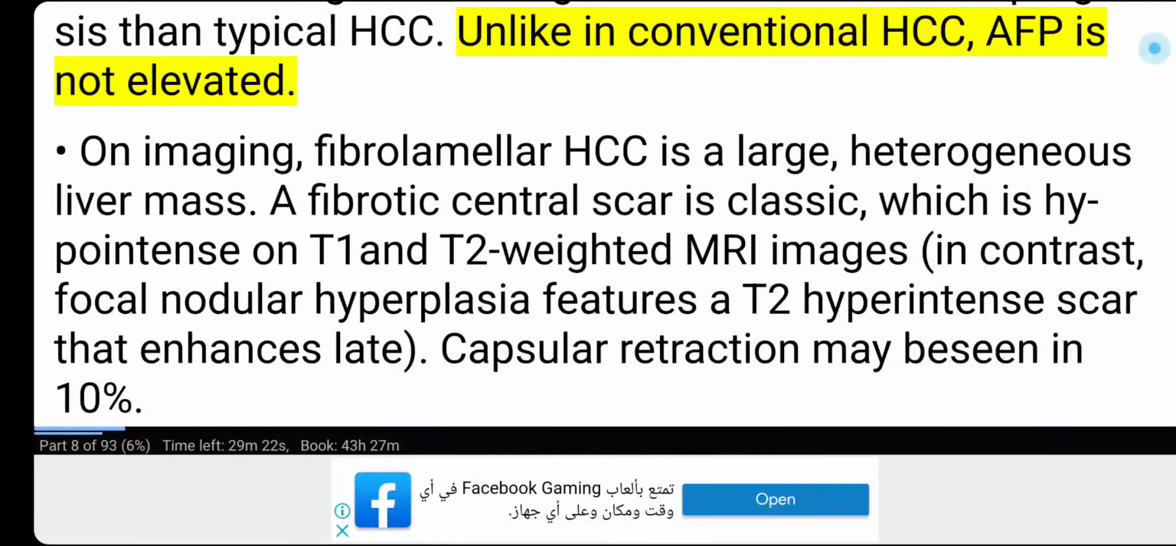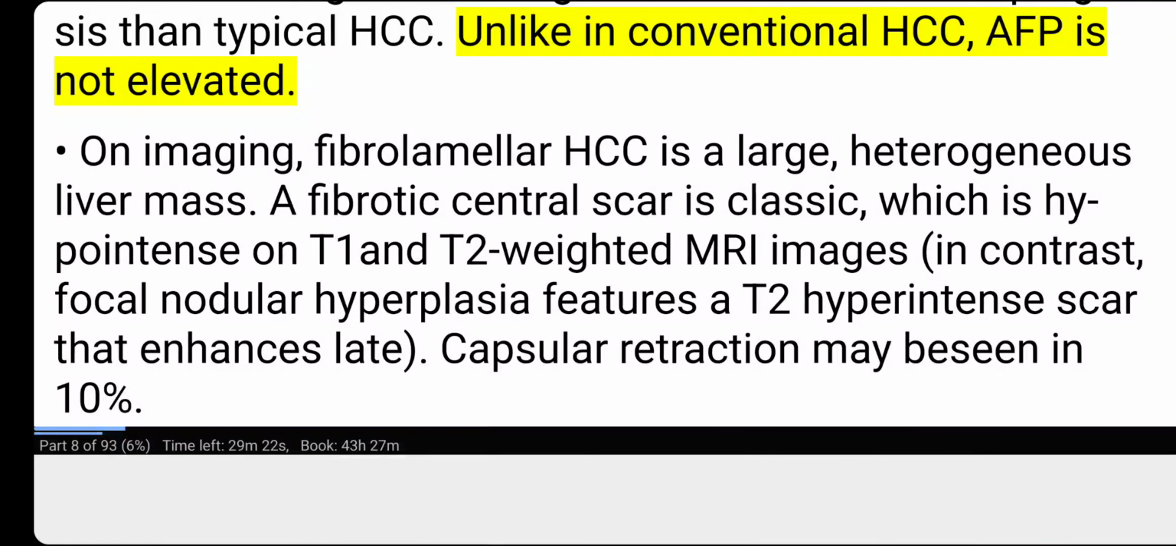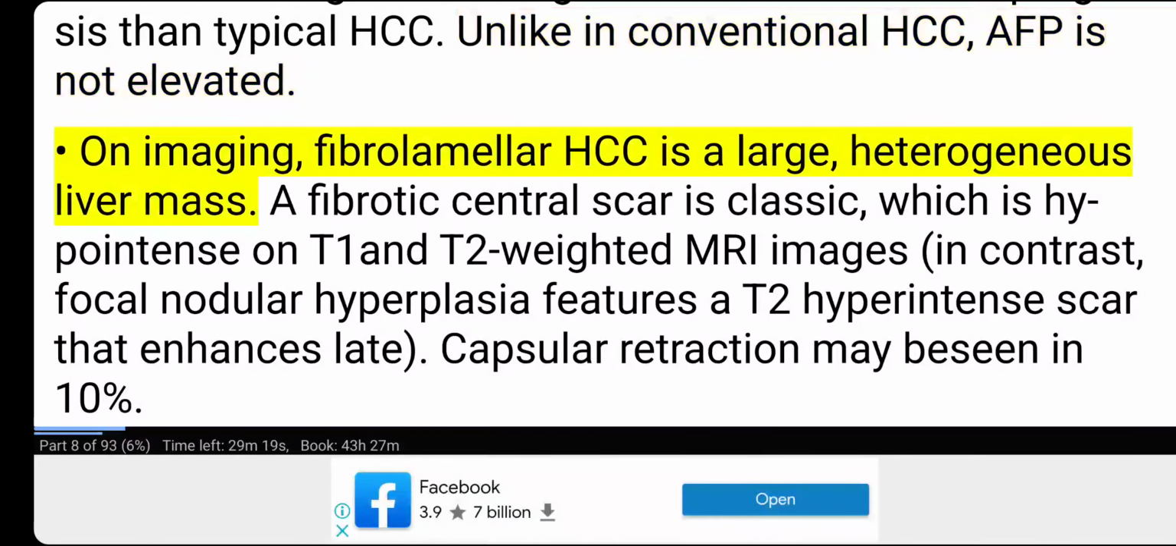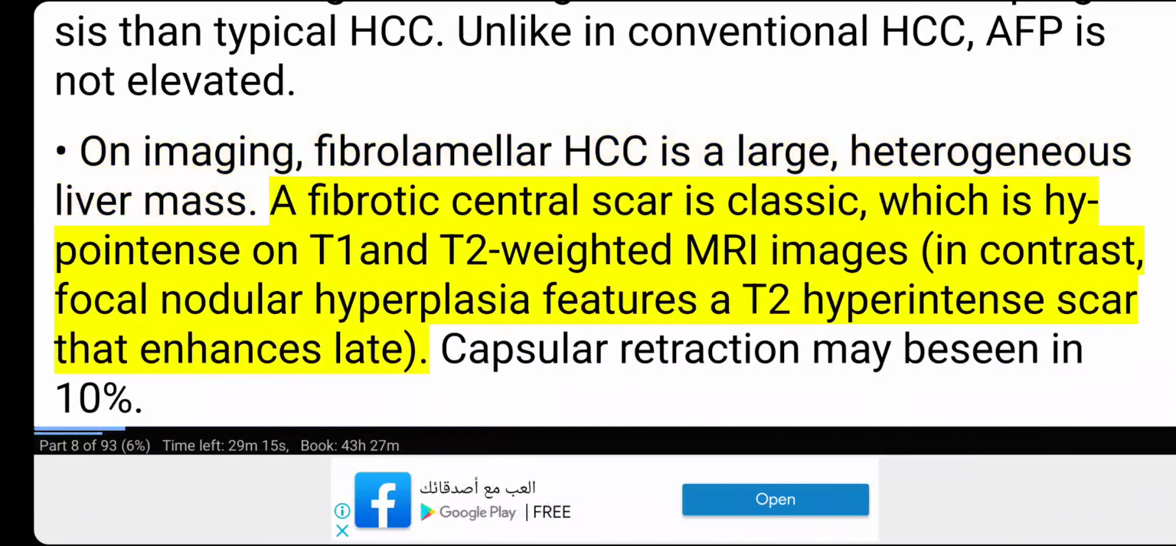Unlike in conventional HCC, AFP is not elevated. On imaging, fibrolamellar HCC is a large, heterogeneous liver mass. A fibrotic central scar is classic, which is hypointense on T1 and T2 weighted MRI images. In contrast, focal nodular hyperplasia features a T2 hyperintense scar that enhances late.